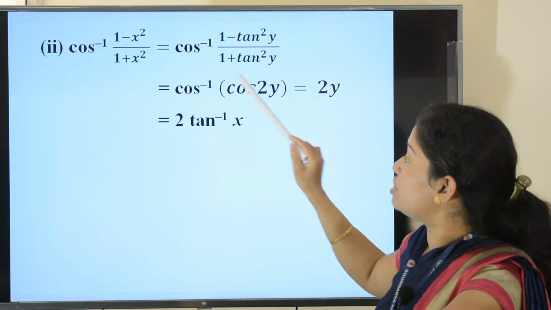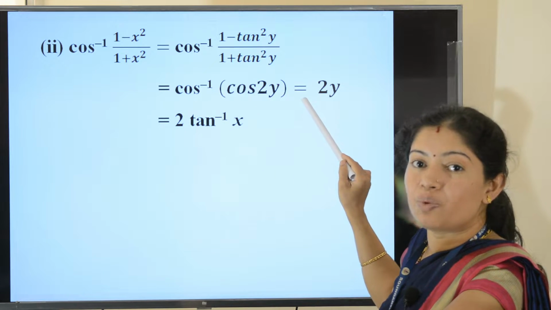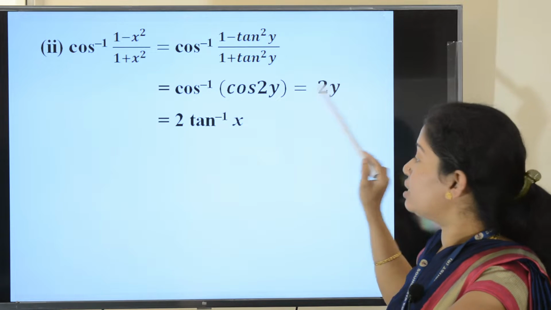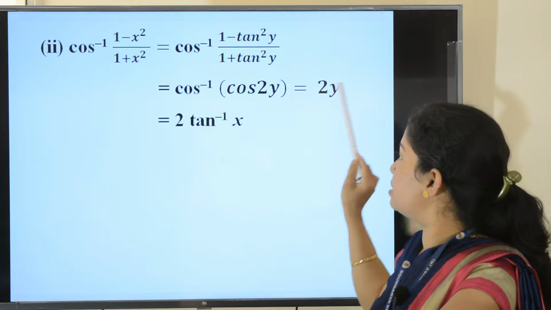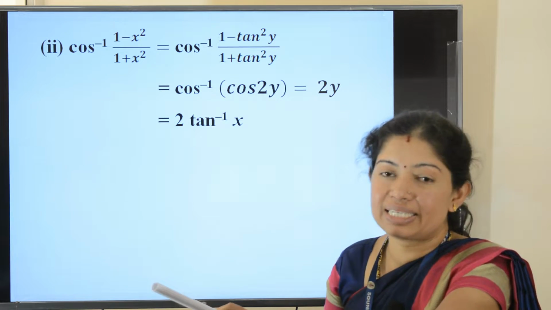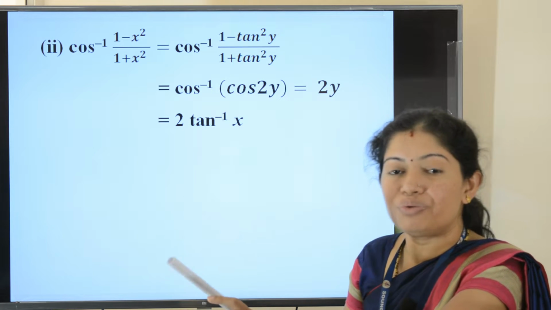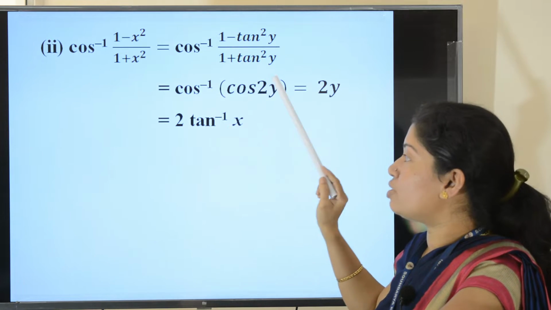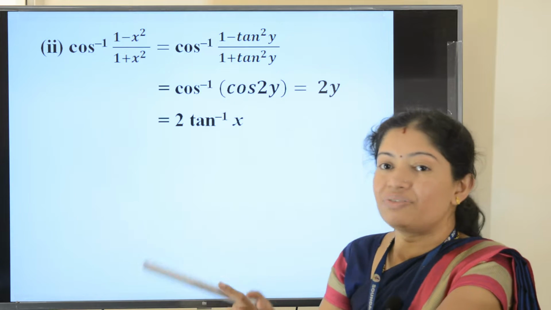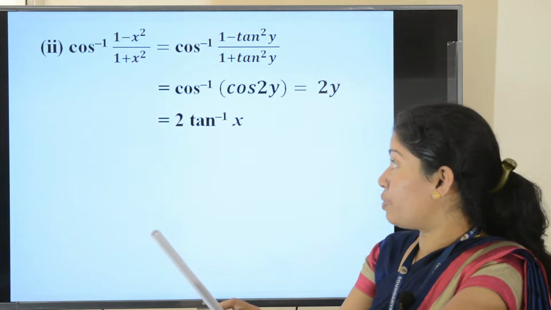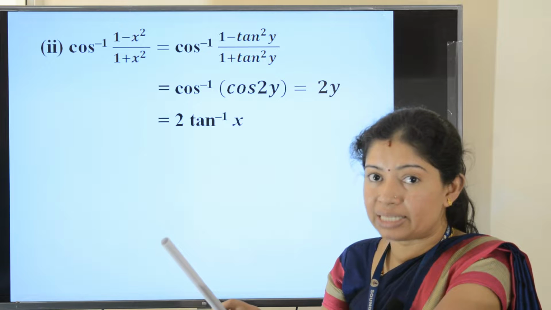Next, cos inverse of cos 2y will become what? 2y, and that is equal to 2 times what is our y? Y is tan inverse of x. So we proved here 2 tan inverse of x is equal to cos inverse of 1 minus x square divided by 1 plus x square.